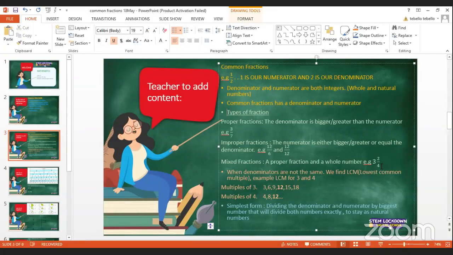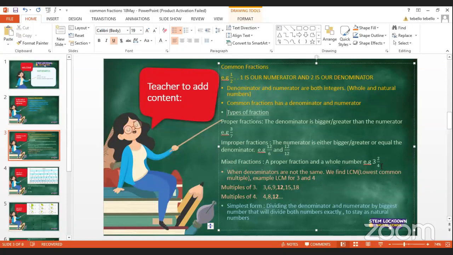So let's recap. What are proper fractions? Proper fractions are where the denominator is bigger than the numerator. So what are improper fractions? In improper fractions, the numerator is bigger, or the numerator and denominator have the same value, they are equal.